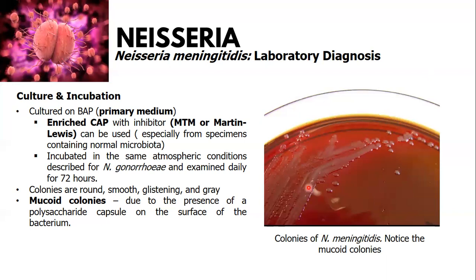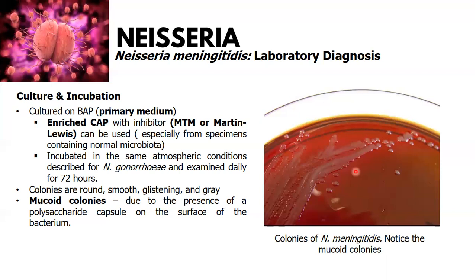And take note of the mucoid consistency of the colony simply because Neisseria meningitidis contains a polysaccharide capsule on its surface. And that polysaccharide capsule gives its mucoid colony appearance.